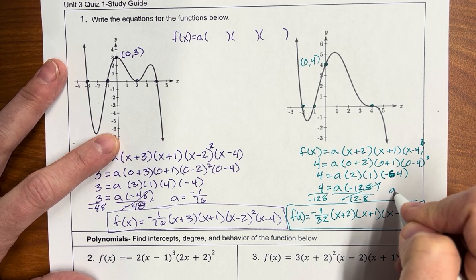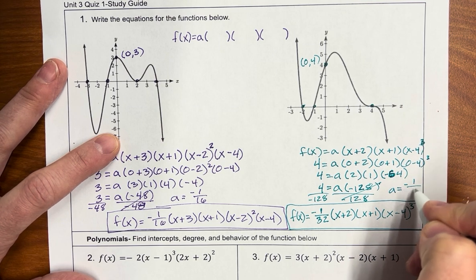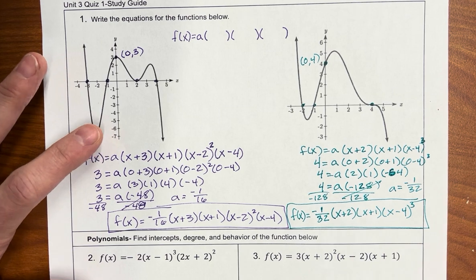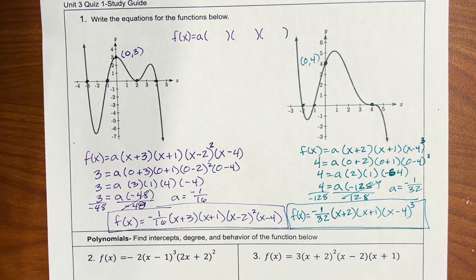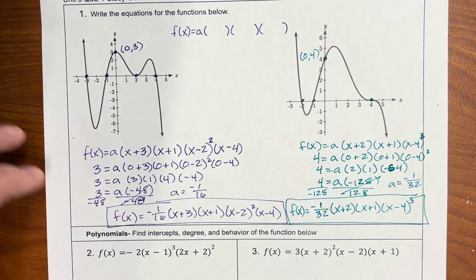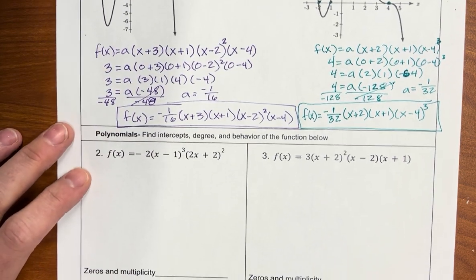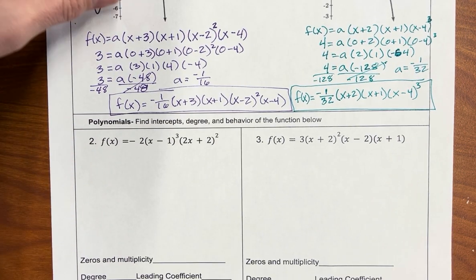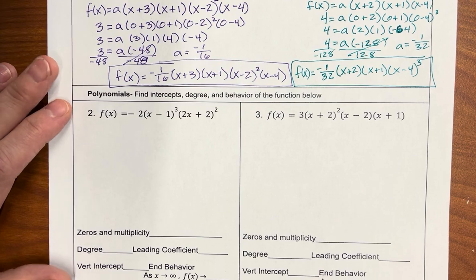Okay, so let me rewrite that. A equals negative 1 over 32. All right, so that's how we write those based on a graph. The next one we're going to look at is polynomials: finding intercepts, degree, and behavior.